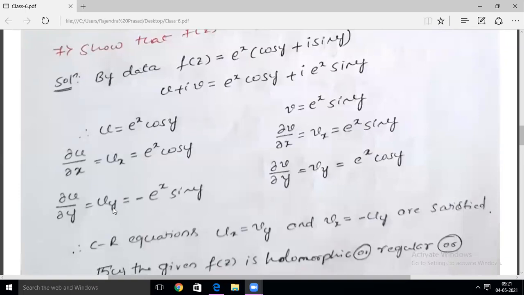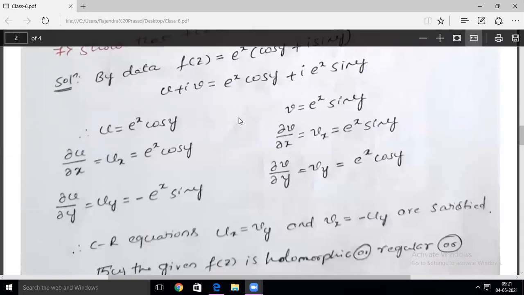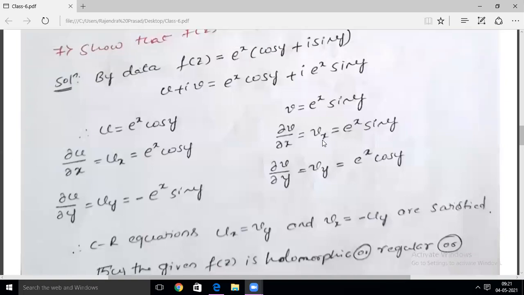Next, the u function with respect to y partially, x treated as a constant. That's why e power x is kept as it is. The derivative of cos y is minus sin y. Similarly, the v function with respect to x partially, y treated as a constant, so sin y is kept as it is. The derivative of e power x is e power x itself, right?